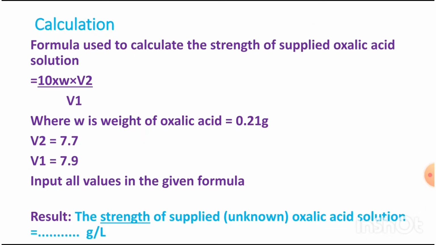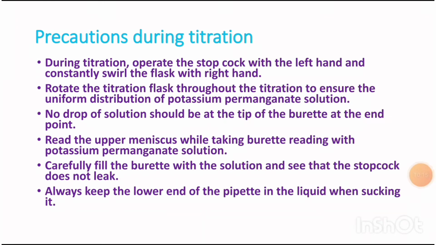Calculation. The formula used to calculate the strength of the supplied oxalic acid solution is equal to 10 into W into V2 upon V1, where W is the weight of oxalic acid, equal to 0.21 gram, V2 is equal to 7.7 and V1 is 7.9. Input all the values in the given formula. So our final result is the strength of the supplied, that is unknown, oxalic acid solution, equal to dash gram per liter.